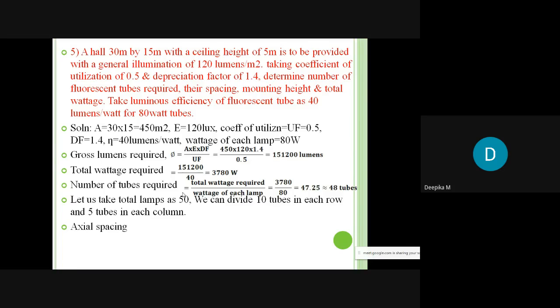Next, we can also calculate the axial spacing. Axial spacing is the total length of the room divided by the number of lamps, because the number of lamps in a row is already known and the total length is also known. So 30 by 10 is 3 meters. Next, the transverse spacing can be calculated as the total width of the room divided by the number of lamps in the vertical direction, or number of rows. So 15 by 5 is 3 meters, which is the transverse spacing.